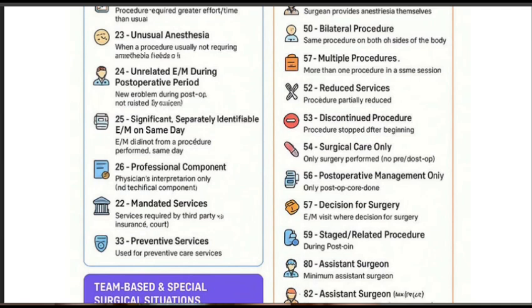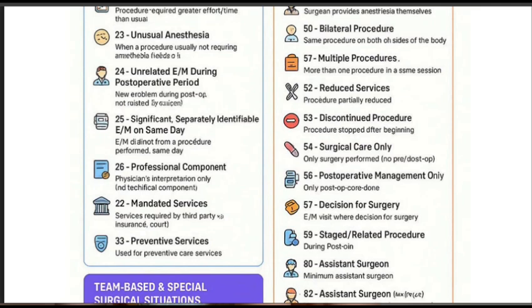57, decision for the surgery. In the E/M performance, if the provider makes the decision to do the surgery on the same day or the next day, in that case we have to give the decision for the surgery modifier, and this 57 modifier only goes with major surgery. When the surgery is minor, we have to give the 25 modifier. So if the decision for the surgery is made in the E/M service on the same day or next day, for major surgery we give the 57 modifier, and for minor surgery we give the 25 modifier.